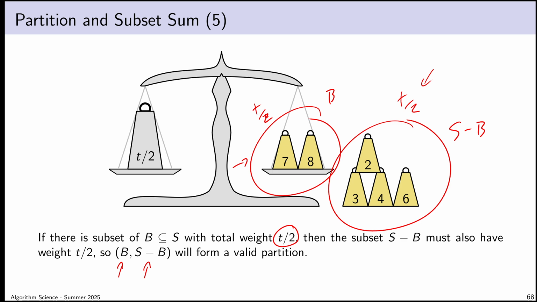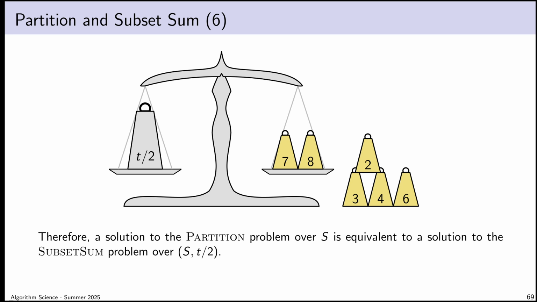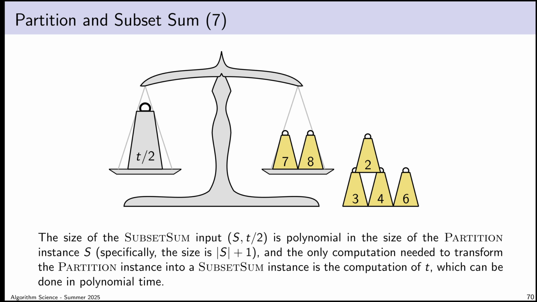And moreover, to make the conversion, to actually use this transformation, all I really have to do is compute the value of t, I guess, and then divide it by 2. So it's very easy for me to take a set of weights that you give me for the partition problem and use it to construct an instance of subset sum in polynomial time. Okay, so a solution to the partition problem over a set S is equivalent to a solution to the subset sum problem over the pair S with the goal sum t over 2.